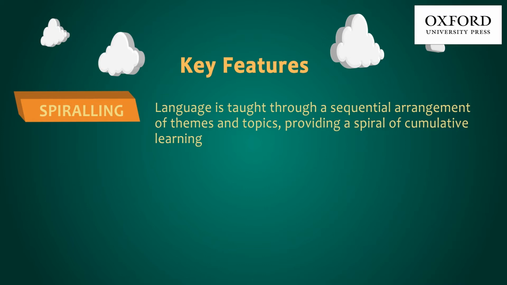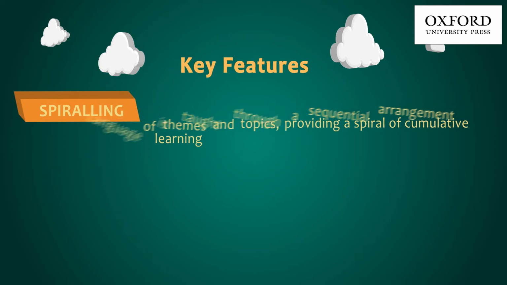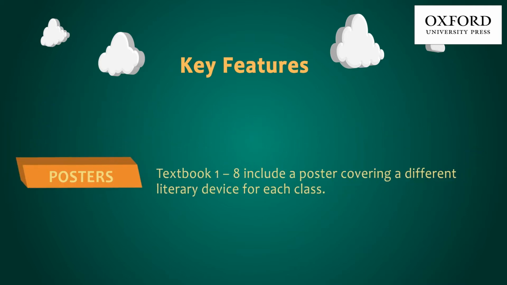New Oxford Modern English follows a spiraling approach where language is taught through a sequential arrangement of themes and topics, providing a spiral of cumulative learning. So the concept is reinforced and solidified each time the student revisits it. Textbooks 1 to 8 include a poster covering a different literary device for each class, like alliterations, similes, metaphors, etc.